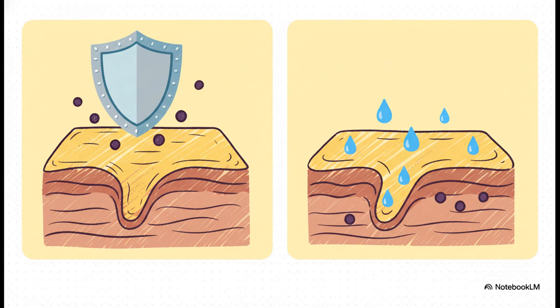First up, on the left, you have oleaginous bases. Think of things like soft paraffin. Basically, these are hydrocarbons. They're greasy, they don't mix with water, and they form this waterproof film that just blocks the drug from getting absorbed.